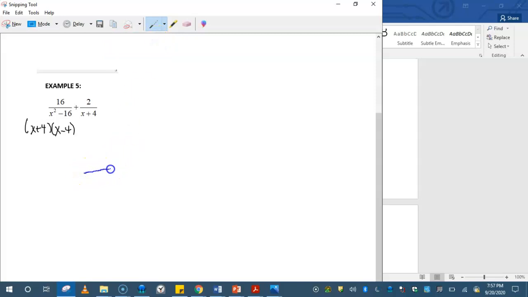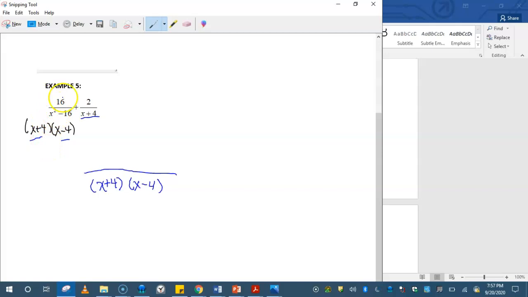All right, let's go ahead and write our LCD. We've got to grab all the factors of the denominators to write our LCD. So we know we need to have an x plus 4. That's included in the denominator of both fractions. We also need to have our x minus 4. So we're going to have an x minus 4. That's it, right? There's our LCD.